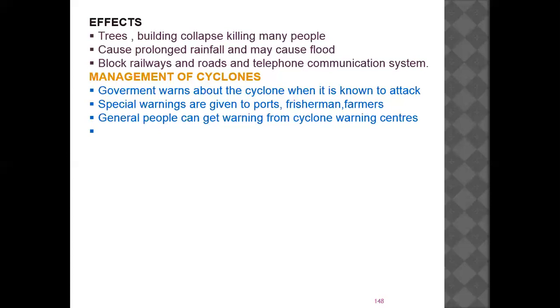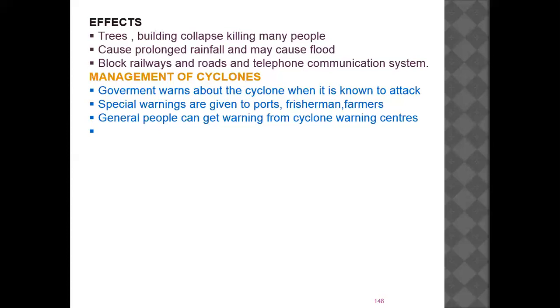We can also develop some cyclone shelters. So there are some cyclone prone areas in our country. So in those areas we can develop some cyclone shelters. Cyclone shelters will be built so that we can evacuate the people and make them stay in those cyclone shelters so that they do not lose their life. That is, loss of human life can be minimized. So we can develop some cyclone shelters.